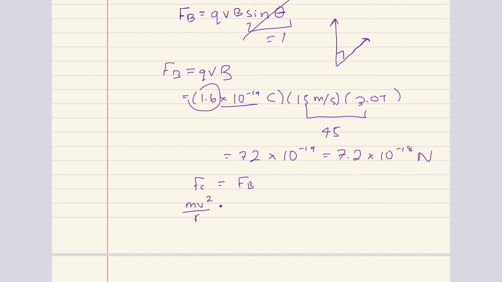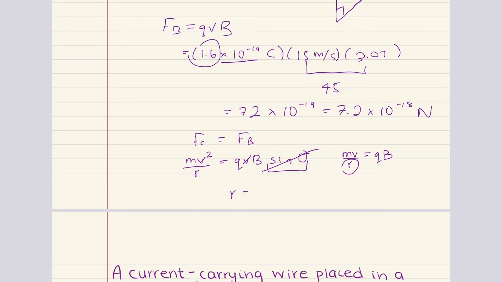Our equation for our magnetic force is qvB sine theta. Really quickly, we can get rid of 1 v on both sides. Sine theta, we said, is equal to 1, so we can get rid of that. What we're left with is mv over r is equal to qB. We want to isolate for r. When we do this, this gives us r is equal to mv over qB. Now we have all of this information, we can go ahead and plug it in.